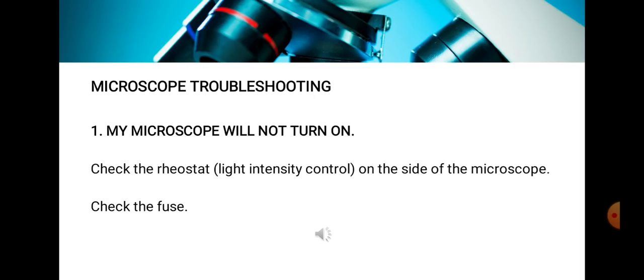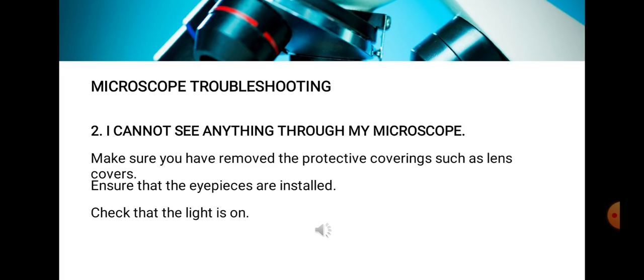The next thing is to check the rheostat, which controls the light intensity on the side of the microscope. Or you can check the fuse, because many users omit to turn up the light upon using the microscope. The next problem would be I cannot see anything through my microscope. So the things you're going to do is make sure that you have removed the protective coverings such as the lens covers, ensure that the eyepieces are installed, and check that the light is turned on.